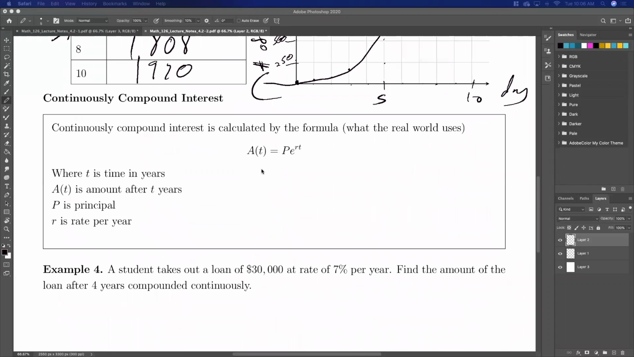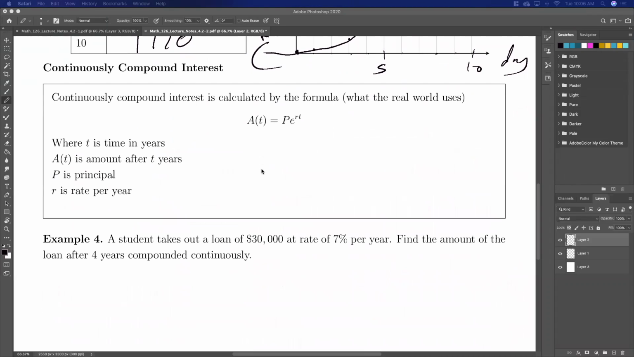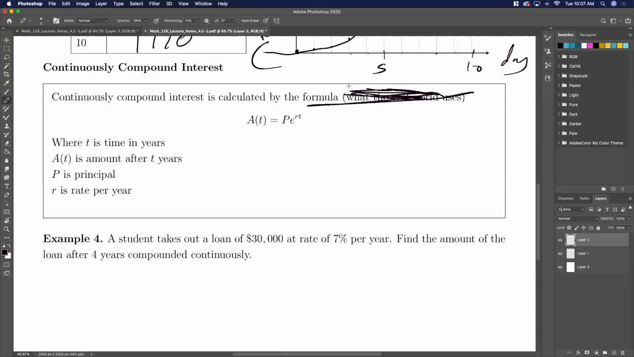All right, so let's do continuously compounded interest. Okay, so if we're going to do continuously compounded interest, what the real world uses, I need to throw this away. Apparently, that's a whole bunch of hogwash. Just throw this away. I'll go edit my notes. And I believed that for over a year. Oh, it's good to be educated.